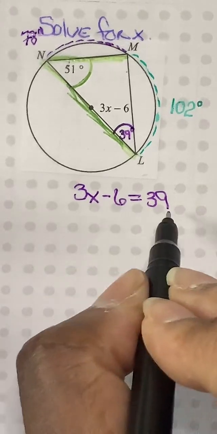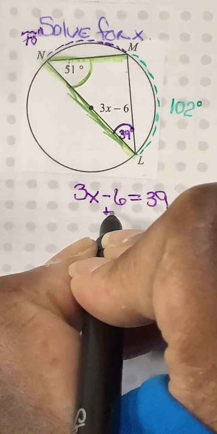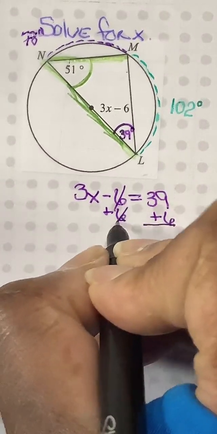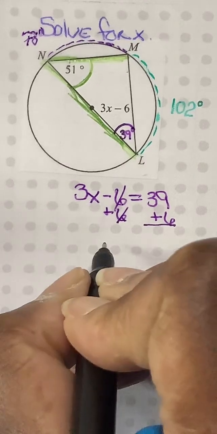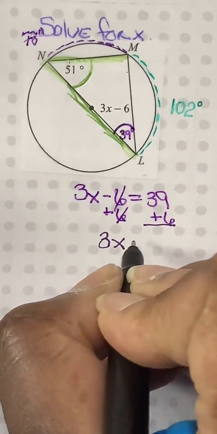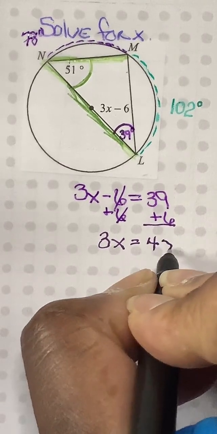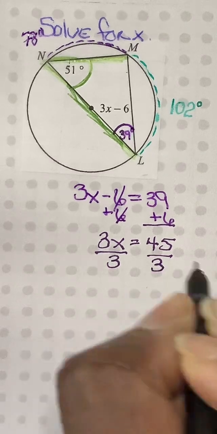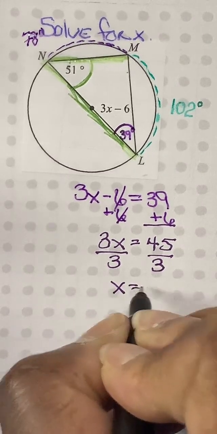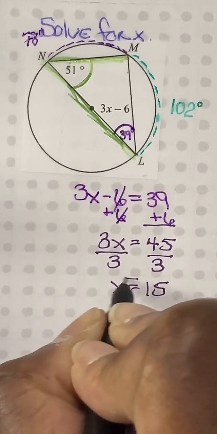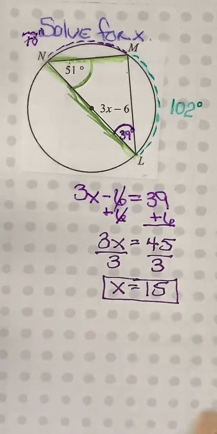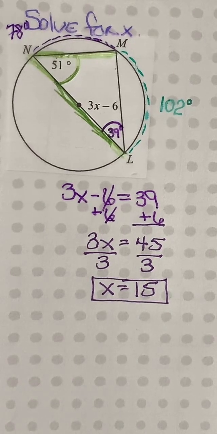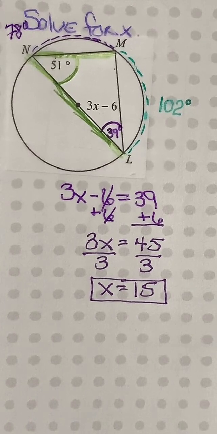So 3x minus 6 equals 39. So we're going to add 6 on both sides. Okay. So that will give me 45. So 3x is equal to 45. Divide both sides by 3. And x equals 15. And since we're solving for x, that's where we stop. Okay, all right. There you go.